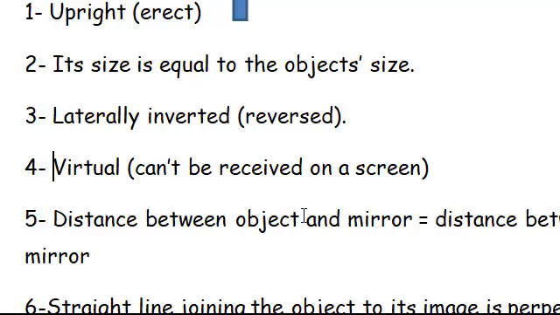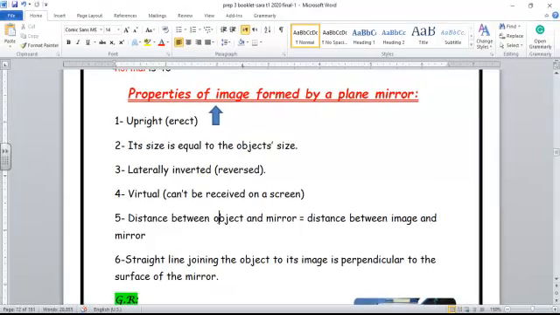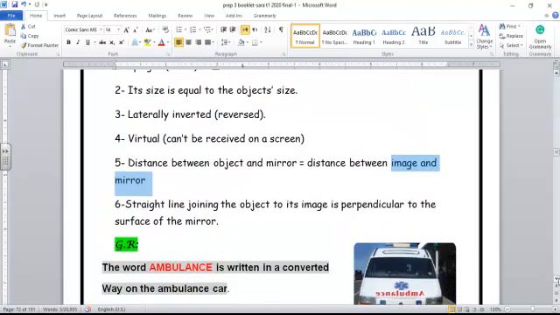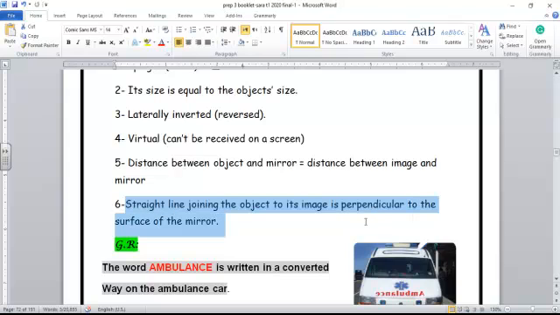Number 5, the distance between the object and the mirror equals the distance between the image and the mirror. For example, if you stand in front of a plane mirror at a distance of 4 meters, the distance between the mirror and your image is also 4 meters. So the distance between you and your image equals 8 meters. The last one, number 6: a straight line that joins the object and the image is perpendicular to the reflecting surface or mirror.